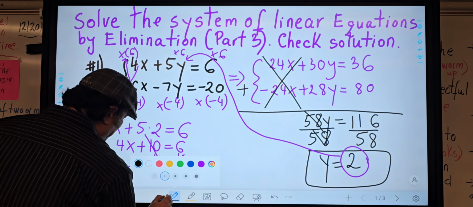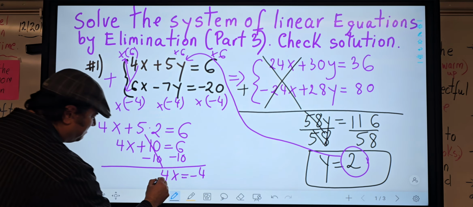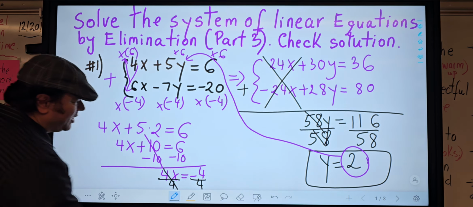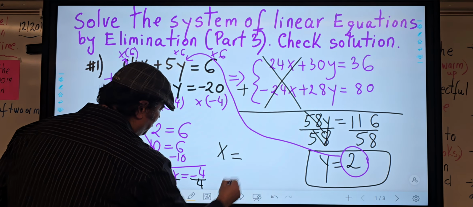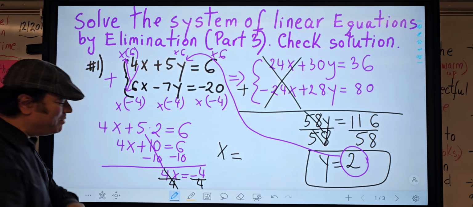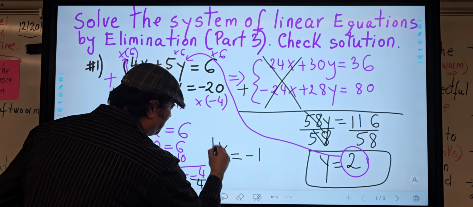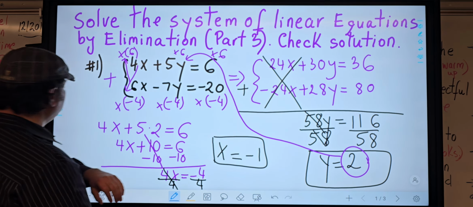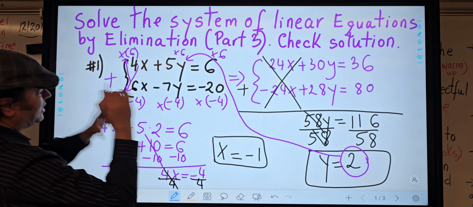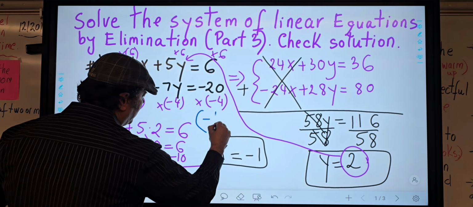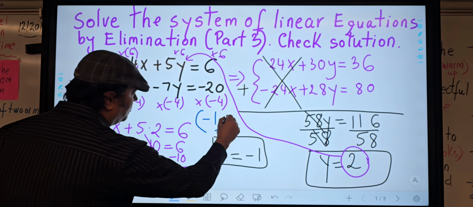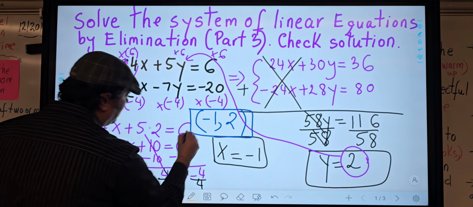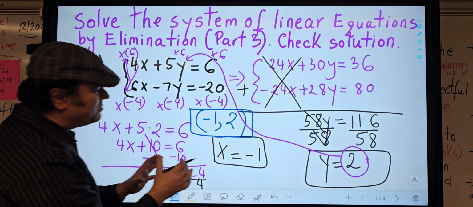And finally, we have to divide both sides by 4. That simplifies, so we get x equals negative 4 divided by positive 4 becomes negative 1. X equals negative 1. So we got the answer. So our final answer is, let me write it right here, x equals negative 1 and y equals 2. And this is the answer for our system of linear equations.